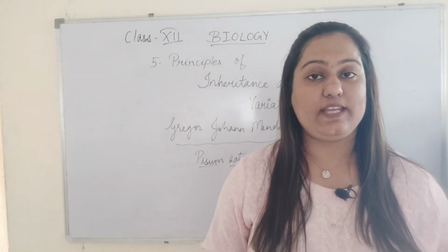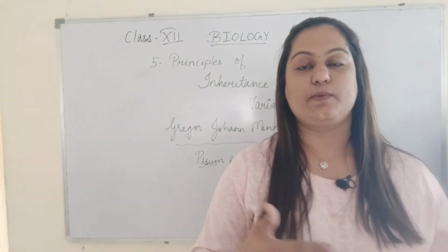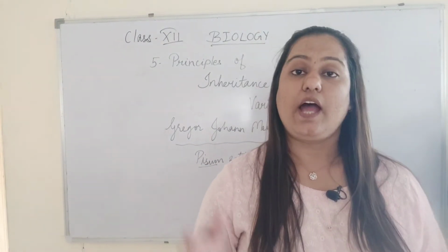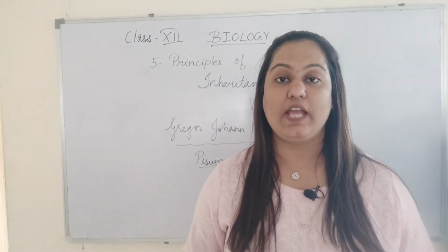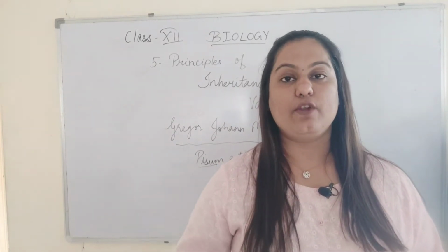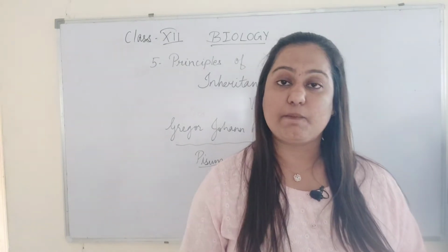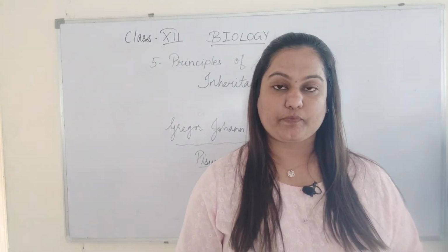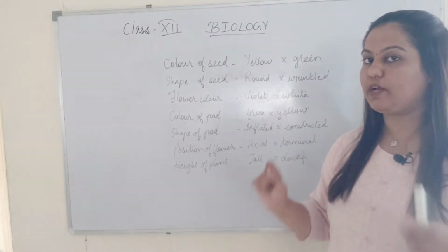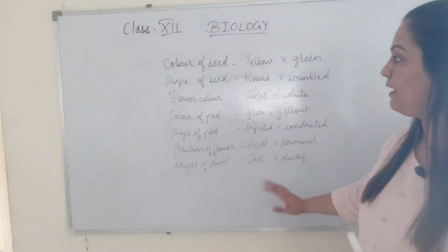Third, it was very easy to hybridize these plants. Self-fertilization as well as cross-fertilization, both the processes were quite easy to carry out. And the fourth and the most important reason for choosing the pea plant was it has 7 pairs of contrasting characters, which made hybridization experiments very easy. So now let's have a look at these 7 pairs of contrasting characters. As you can see on the board, I've written all the 7 pairs.